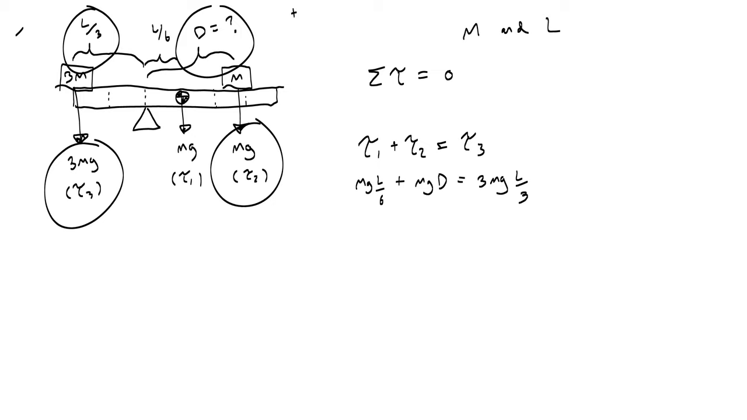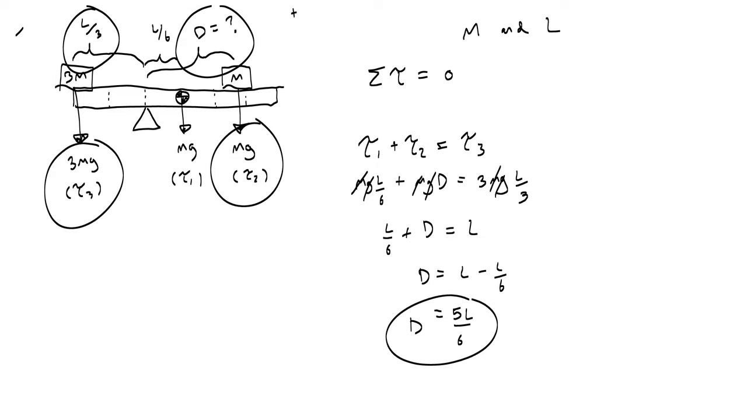Okay, so now let's do some simplifying. Hopefully you see that mg is actually not needed because there's an m in every term, there's a g in every term, and 3L over 3 is just L. So this is like saying L over 6 plus this distance we want to find is equal to L. Or the distance is equal to L minus L over 6, which is 5L over 6. So you know that the distance you need to put that box is 5/6 of the length of the board away. All right, now let's do one last problem.